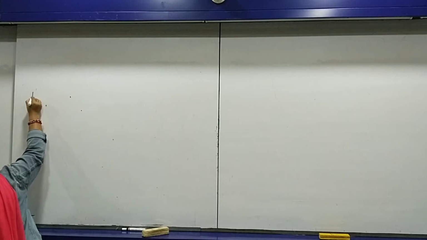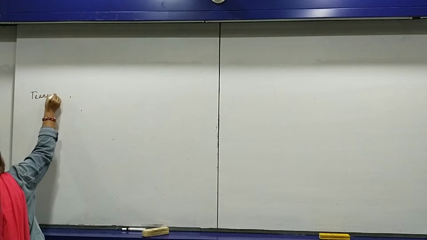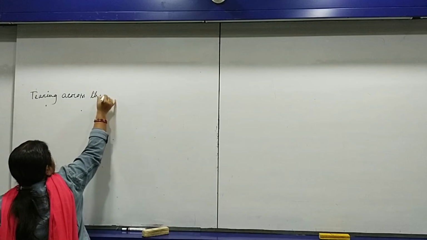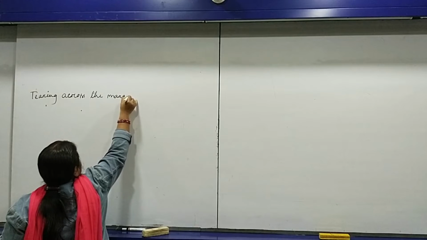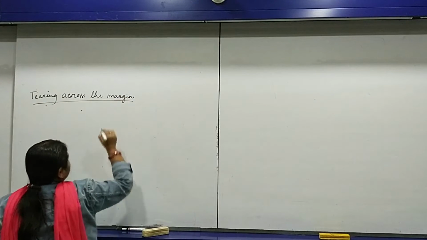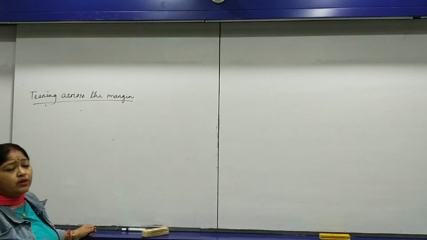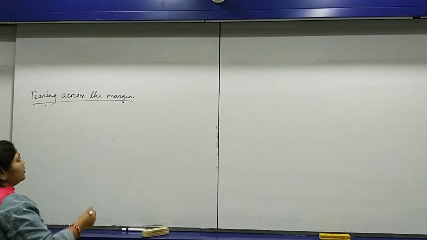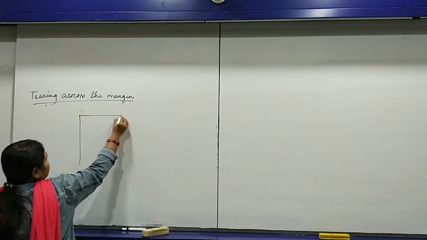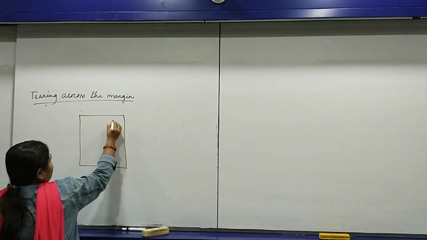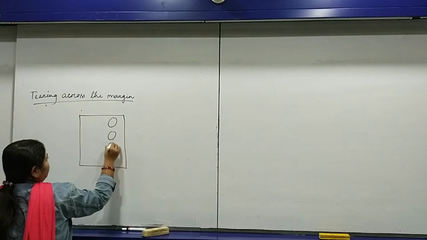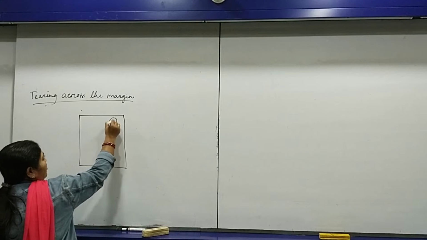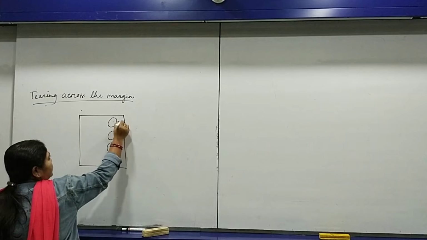Before we study this type of failure, we first have to know what a margin or marginal pitch is. Suppose it is a plate, and here I have done riveting. The marginal pitch is the distance of a rivet from its nearest margin.